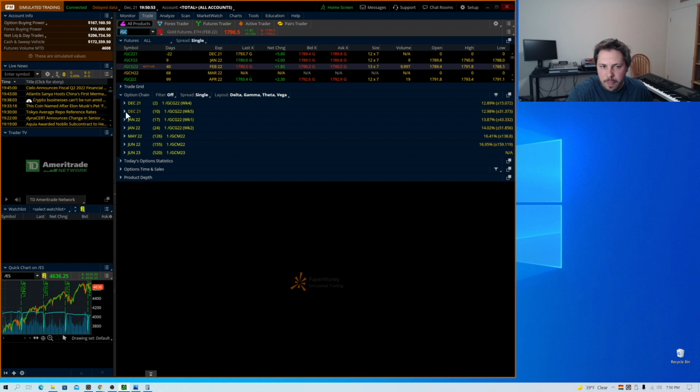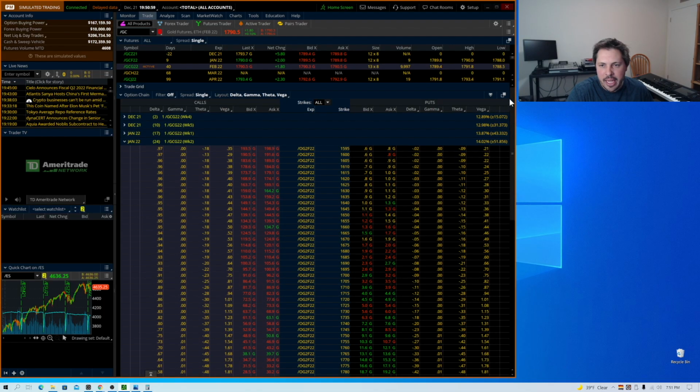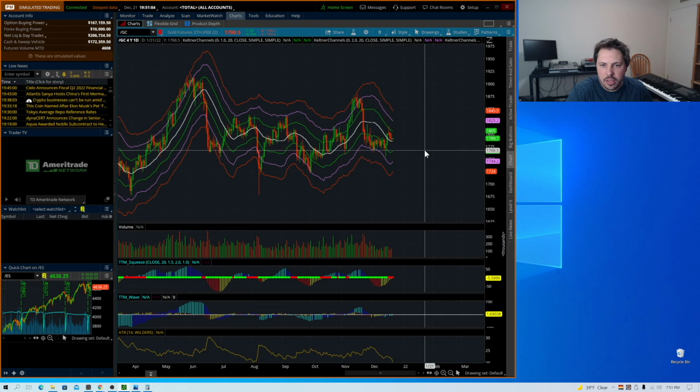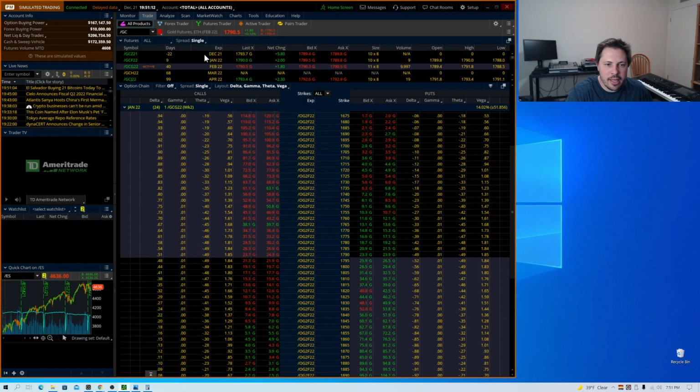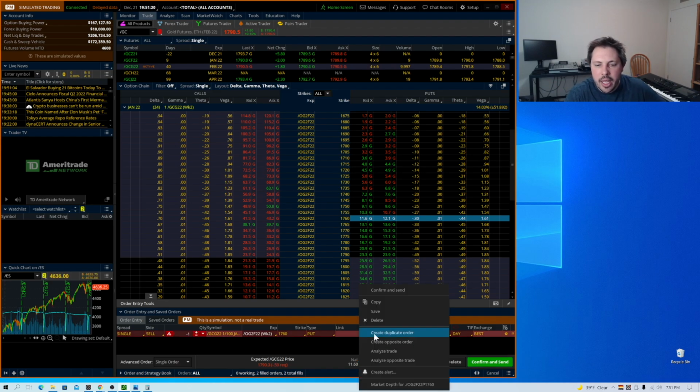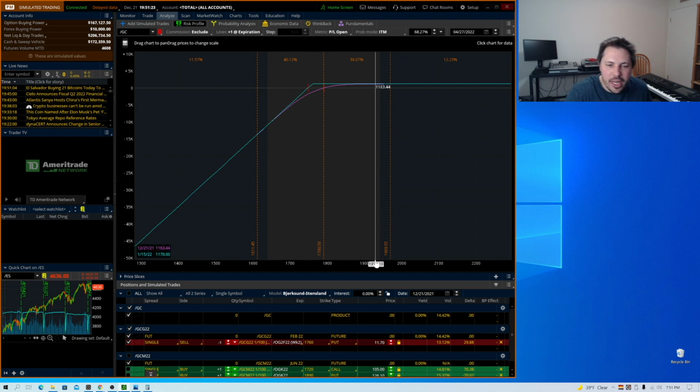So if we were to look at selling this 24-day out put, maybe we think that gold is not going to go below this 1760 level. So we want to sell one put, and let's analyze this trade.